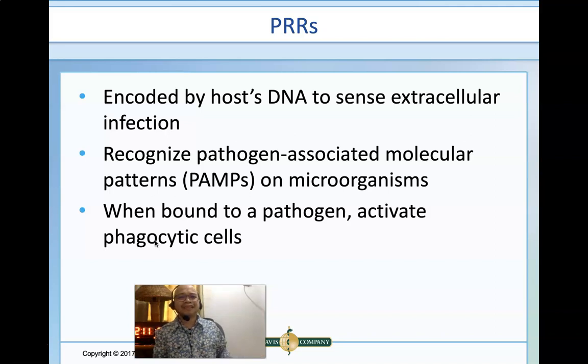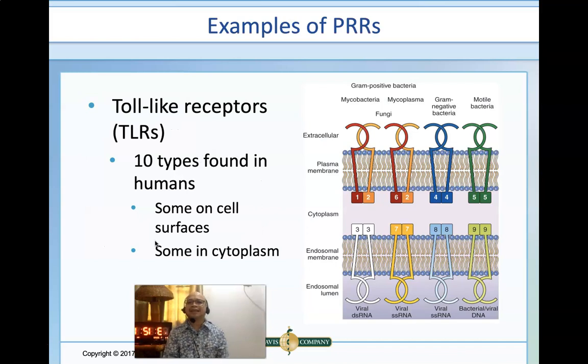Okay, so they can recognize the so-called PAMPs. What is a PAMP? The pathogen-associated molecular patterns. Okay, when a PRR is bound to a pathogen, to a PAMP, then it will activate phagocytosis. So what are examples of PRRs? One of the most common examples of PRRs are the TLRs. TLRs are known as the toll-like receptors. There are about 10 types of TLRs found in humans.